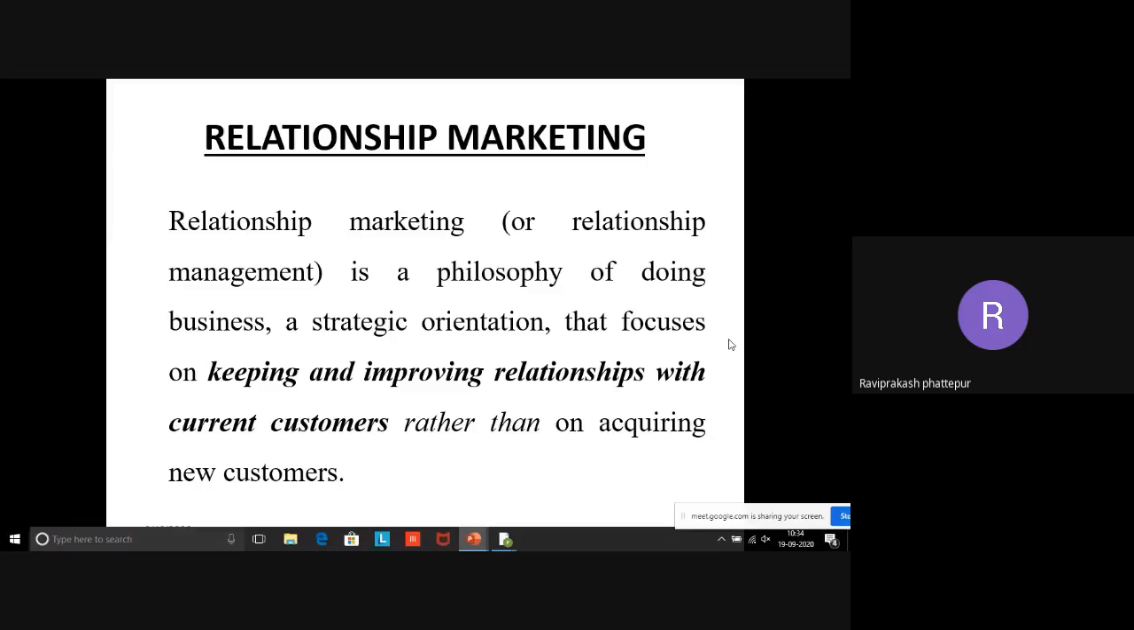If existing customers are happy, new customers will automatically come to you with minimal or very little effort. And the cost of retaining is very, very much less than the cost of getting new customers. Remember this always: the cost of retaining the old customers is very, very much less when compared to the cost of getting new customers. Okay, then moving to the next one.